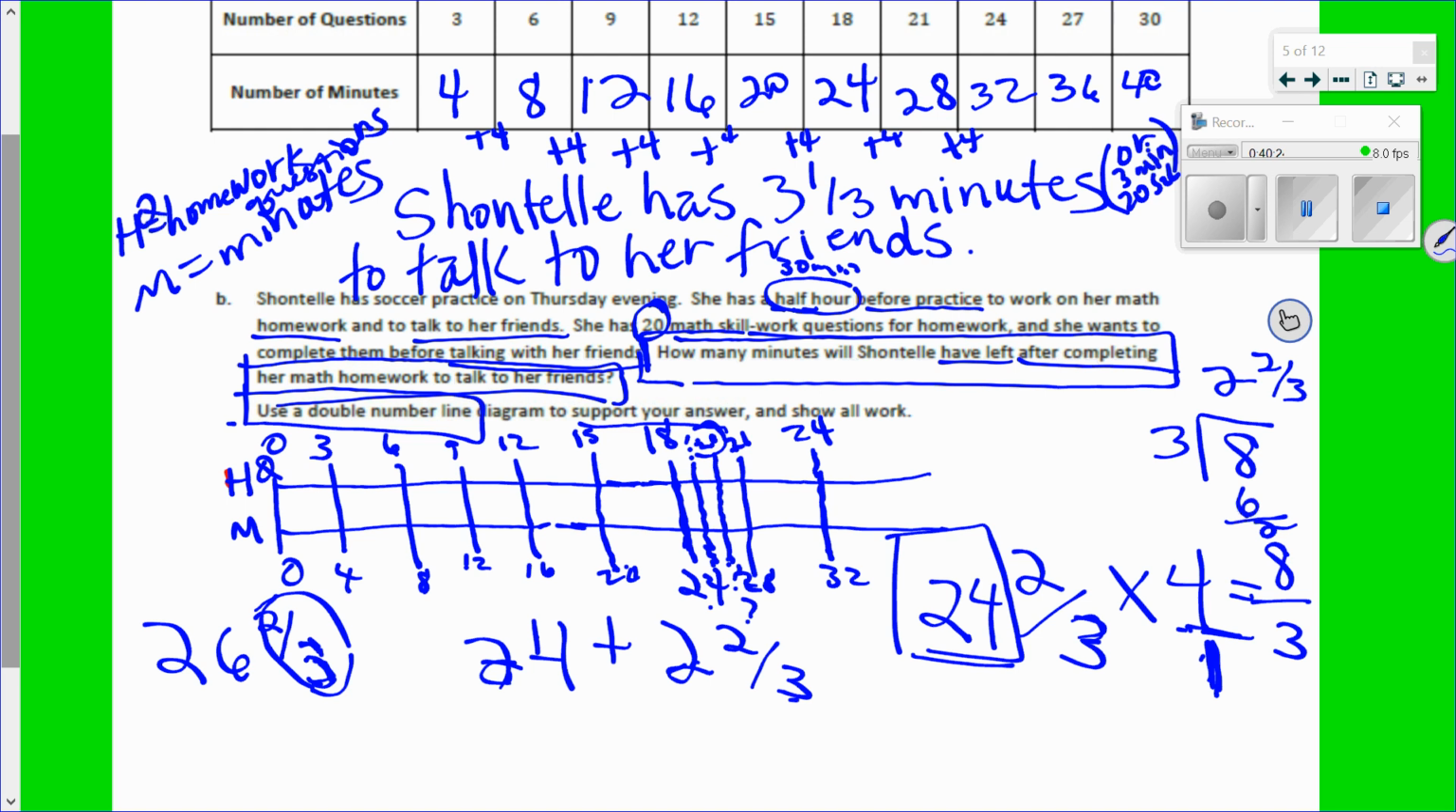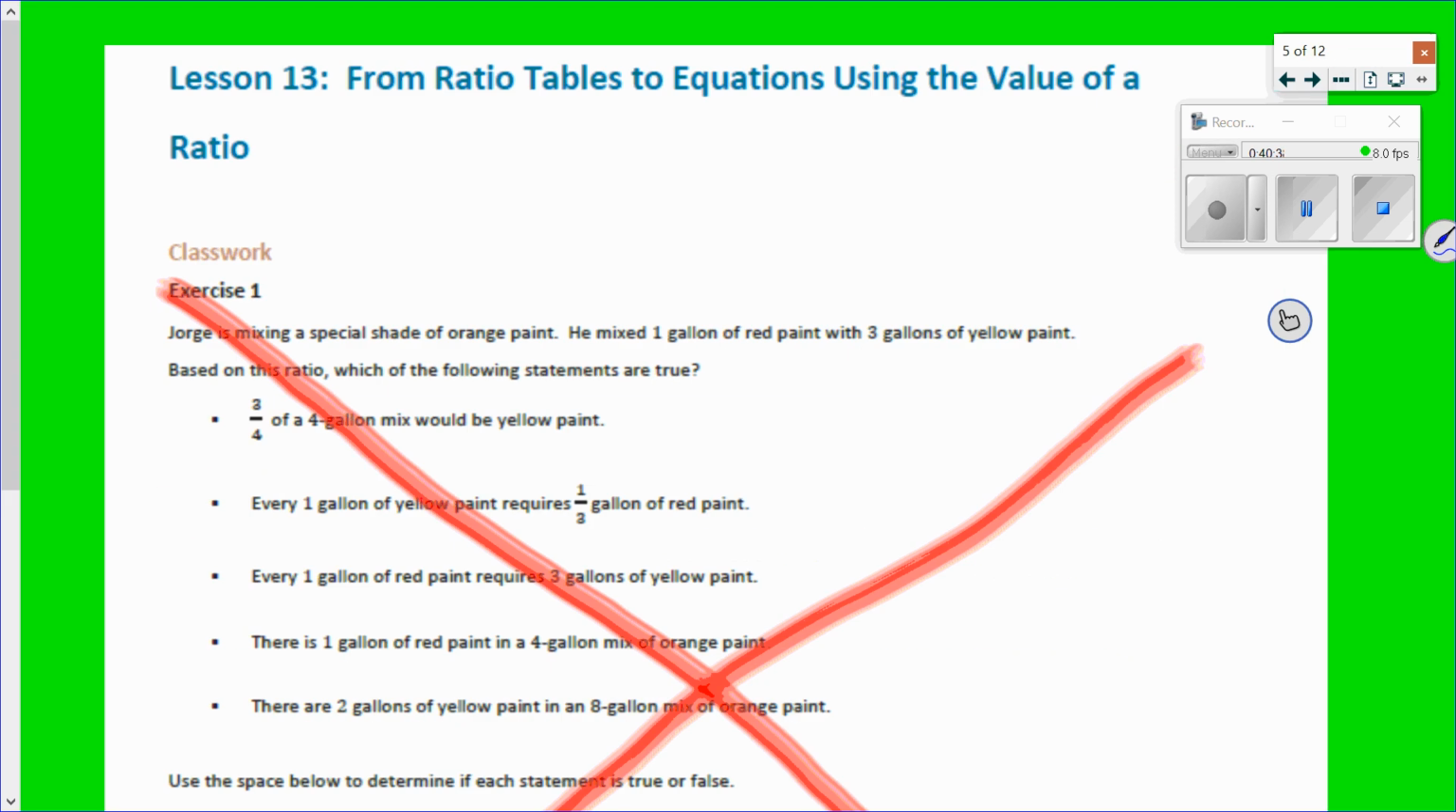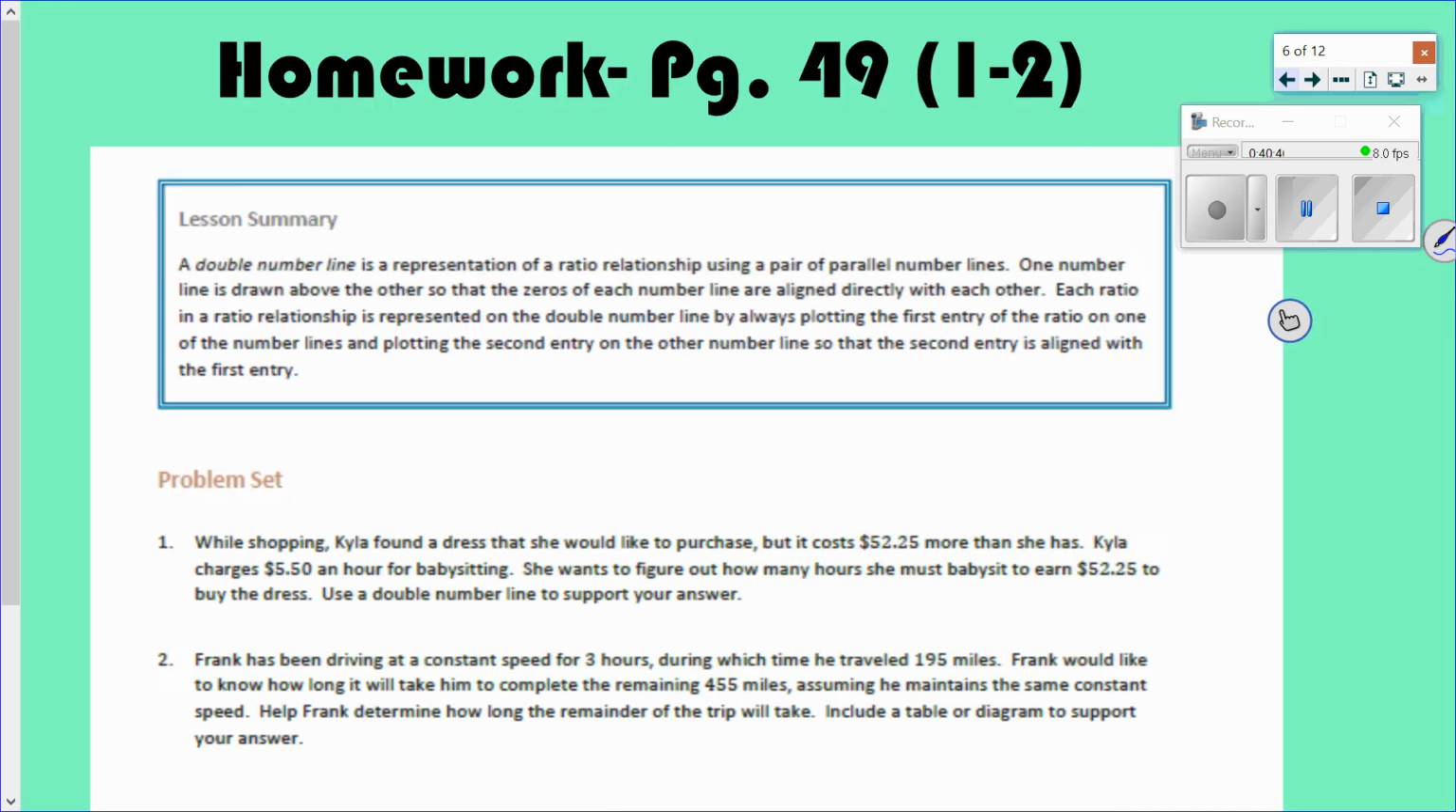Okay, let's move on. What, Courtney? I'm sorry, do you have a question? No, I said this question has a lot of holes in it. I like how we start it with a blank piece of paper.